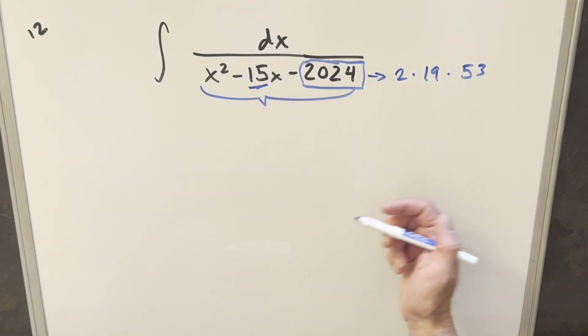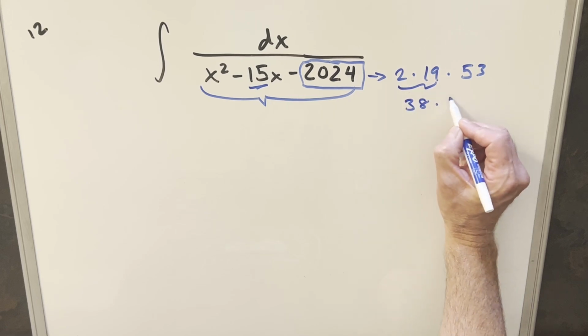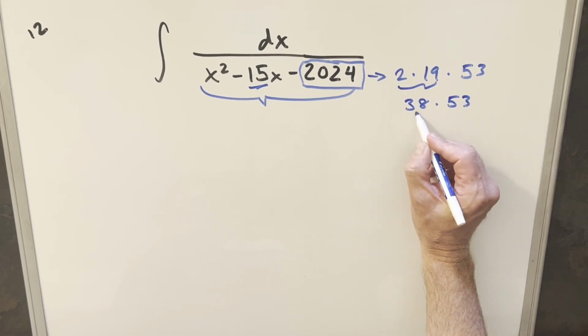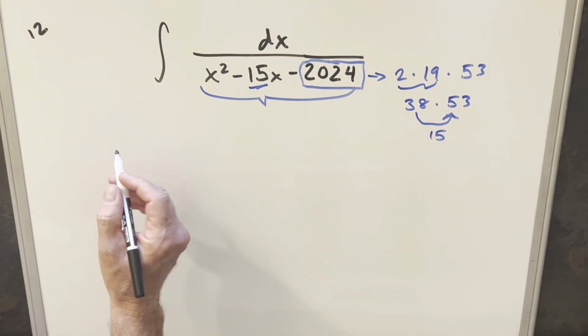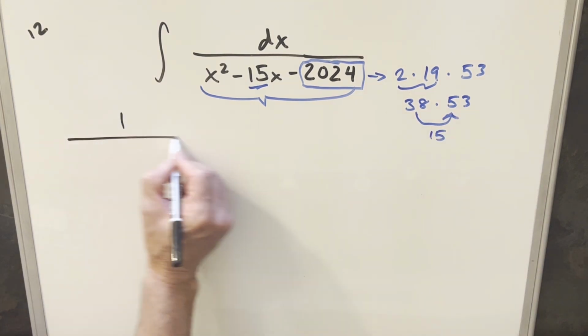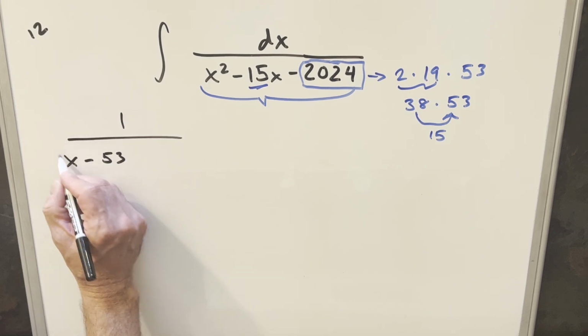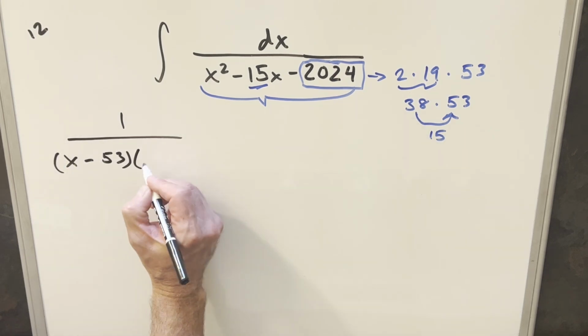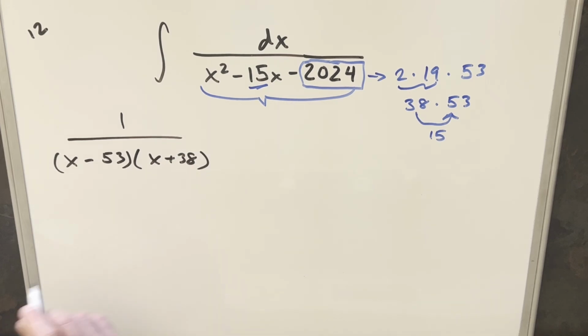With only 3 primes, it's not too hard to find. If I multiply these together, we can write this as 38 times 53. And just notice the difference there is going to be 15. And so to factor this, let's just rewrite it. I can write this as x minus 53 times the other part, x plus 38. And that's going to be the same thing as what we have there in the denominator.